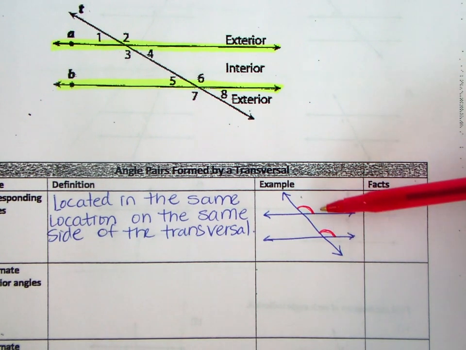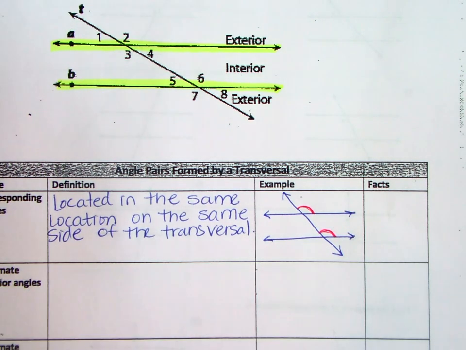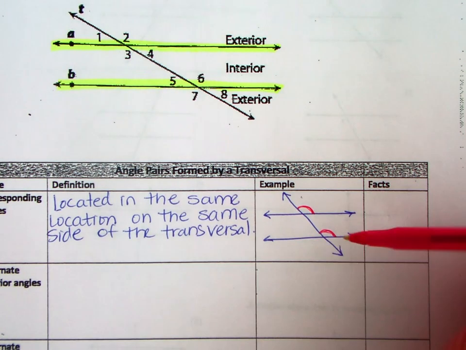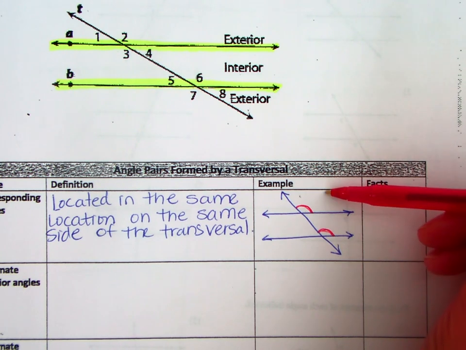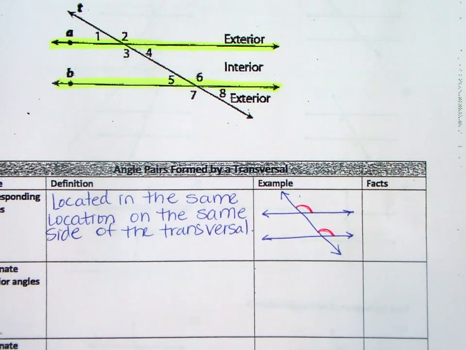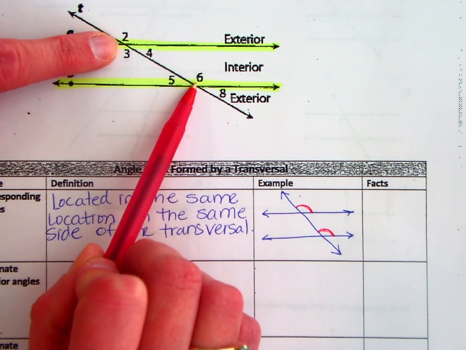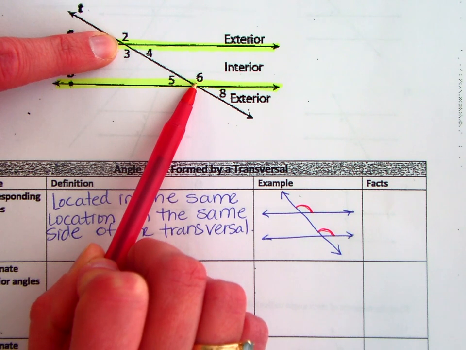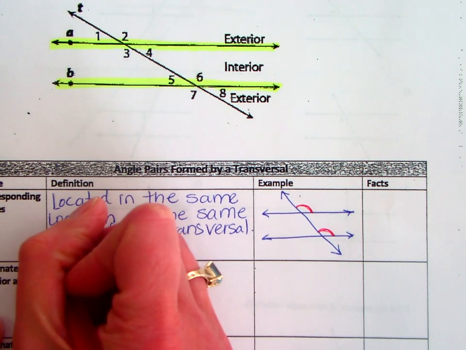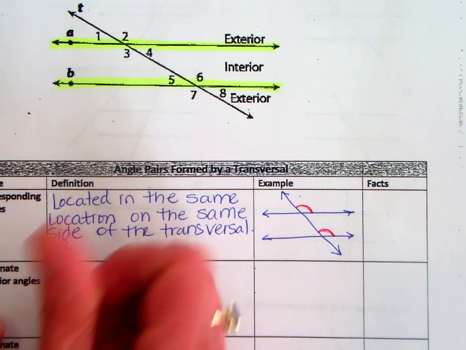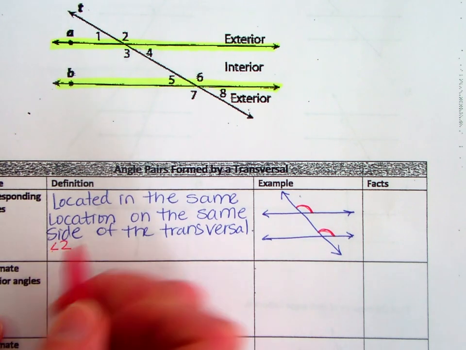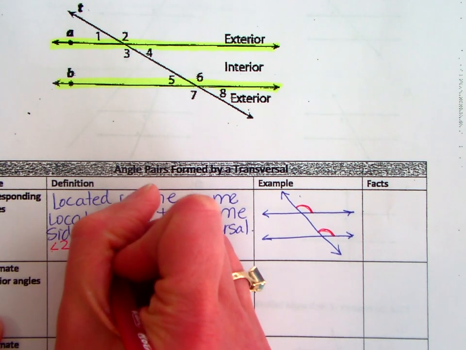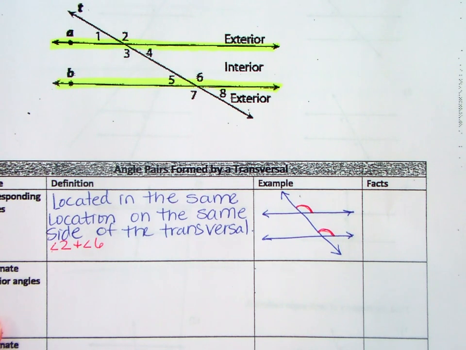I also like to think about it, if I were to slide the two parallel lines together, these two would match up. They're corresponding in the same location. So from this diagram, 2 and 6 are what we would call corresponding. And remember, we can write angle 2 with that little symbol in front. So angle 2 and angle 6. That would be one pair.